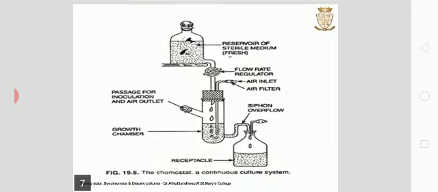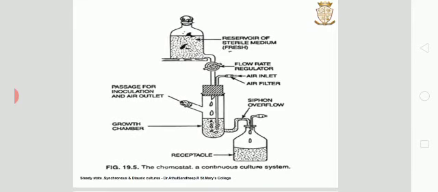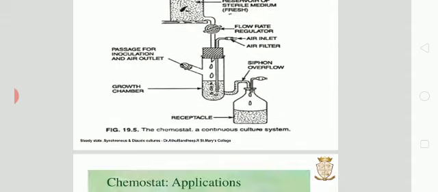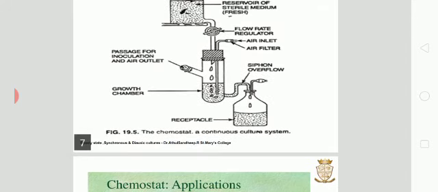You can see the structure or function of a chemostat here. The reservoir of sterile medium, flow rate regulator, air filter, overflow chamber, growth chamber, all you can see here. This is the working principle of a chemostat, in diagrammatic representation.